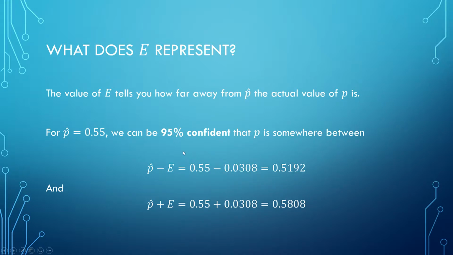Again, for the 95%, that was 0.0308, about 3% plus or minus. So I subtract 3% to get about 52%. And I add 3% to get about 58%. So I am 95% confident that somewhere between 52% and 58% is the amount of people in Nashville who would vote for Bobbert. And you'll note that the lower confidence also is a tighter window here.